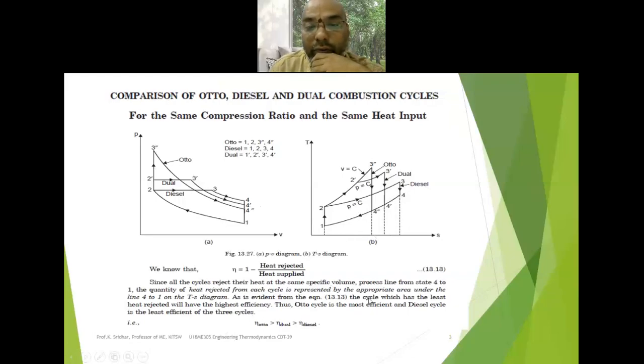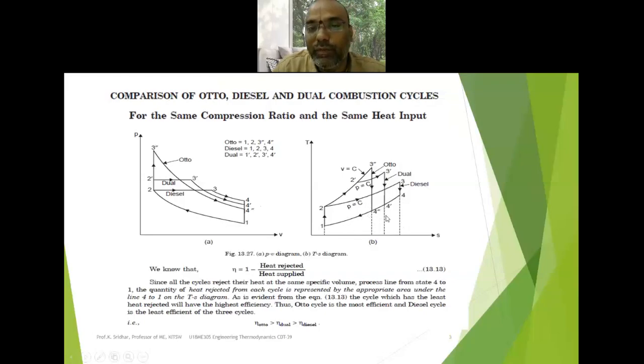So it is evident from the equation that the cycle which has the least heat rejected will have the highest efficiency. The cycle which is rejecting less heat will have more efficiency. Now just compare here. This one has the least area of heat rejection. So what is this cycle? This is the Otto cycle. So the Otto cycle will have the higher efficiency.